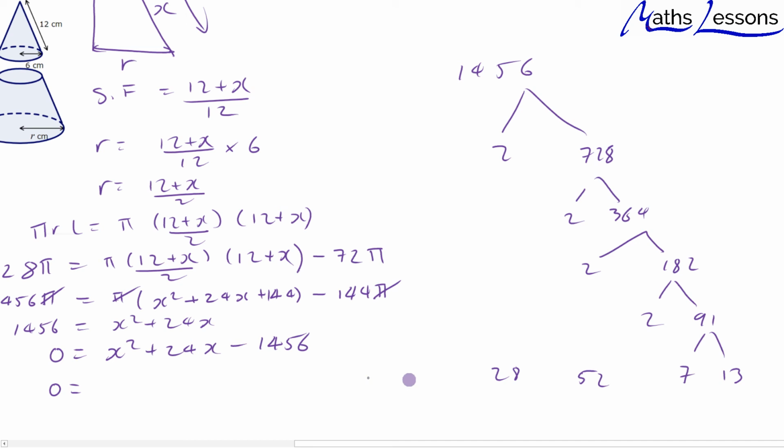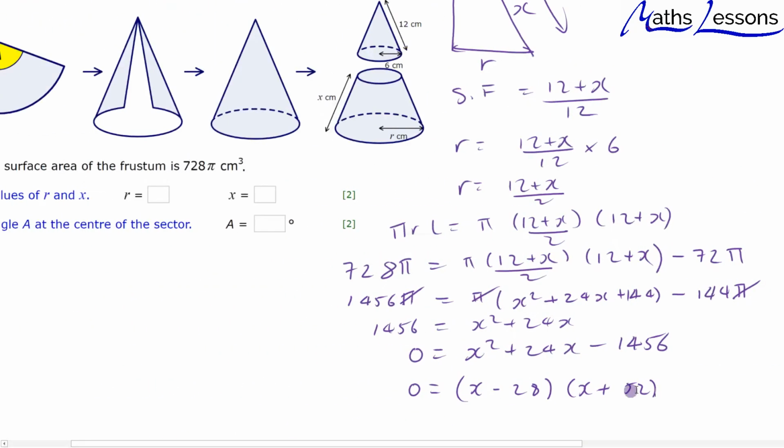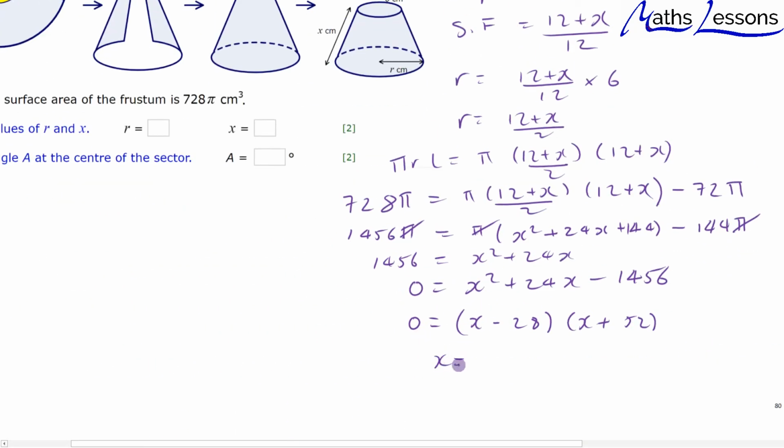If you're in a calculator paper, don't waste your time doing this. Use the quadratic formula. It'll save you a lot of time. So because I've done this already, I know which ones I'm going to pick out to give me my factors. So I'm going to get x minus 28, and I'm going to get x plus 52. So therefore, because x must be a positive value, I know that x is equal to 28. And because x is 28, 12 plus 28 gives me 40, divided by 2, r is equal to 20.